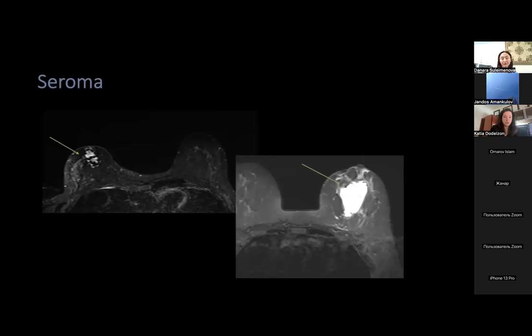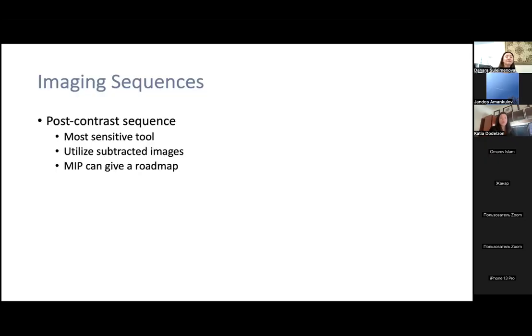All right, so then we actually get to the meat of the MRI sequences that allow us to detect breast cancer. The post-contrast sequence is what allows us to detect carcinoma.